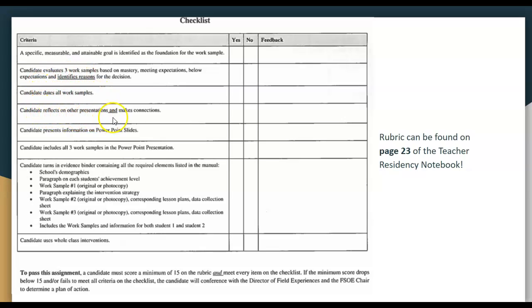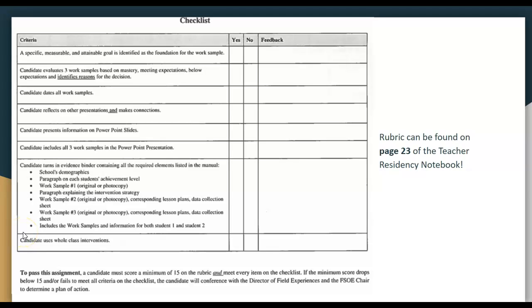Do you reflect on other presentations that are being given on your same day that you're presenting? Do you present information in a PowerPoint or a Google slide format? Do you include all 3 work samples in your presentation? And do you turn in an evidence binder with all of these things?